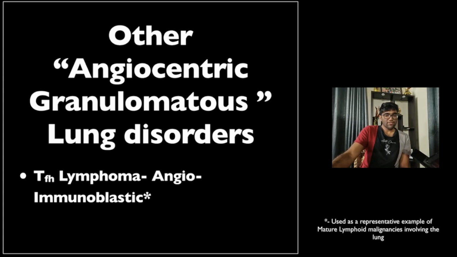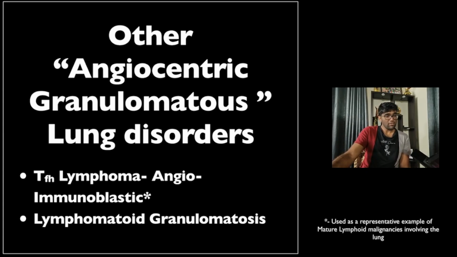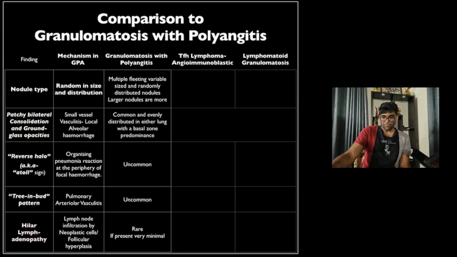So, in case of other angiocentric granulomatous lung disorders, we have TFH lymphoma angioimmunoblastic, which we used as a representative example, and we have lymphomatoid granulomatosis. So, as I've discussed previously, these are the findings that we have in GPA. Now, let's see which of these findings and in what form can also happen in an angiocentric lymphoma or lymphomatoid granulomatosis. So, nodules in GPA tend to be random in size and distribution, and they are multiple and fleeting.